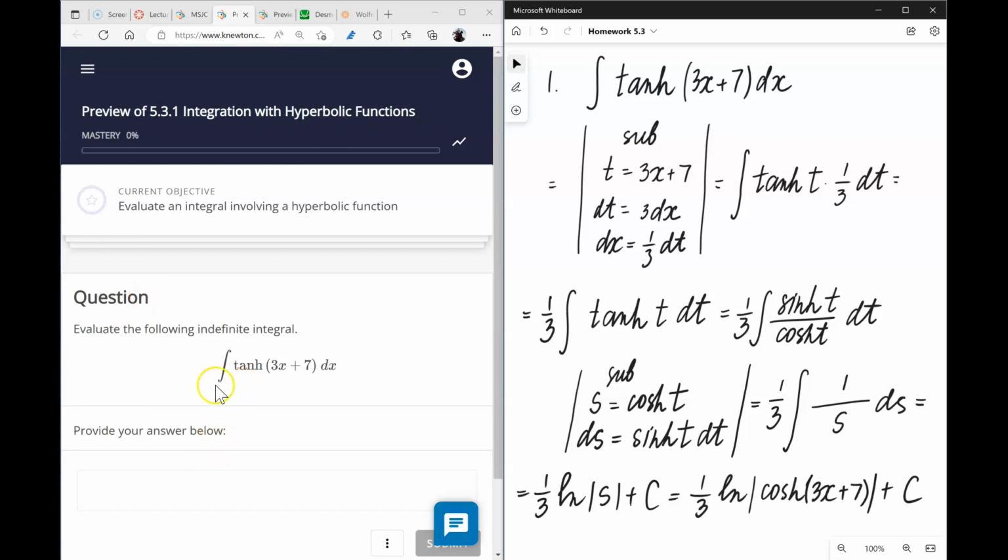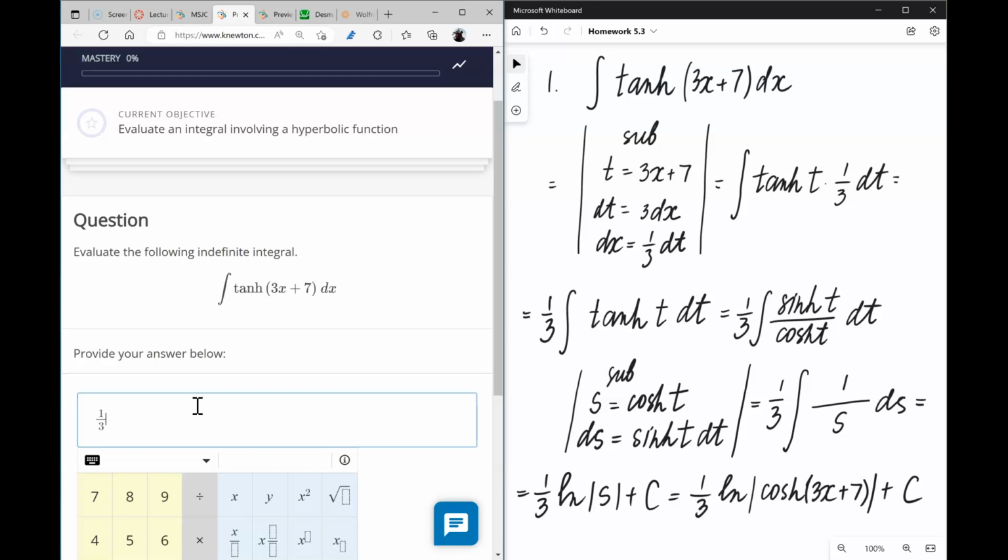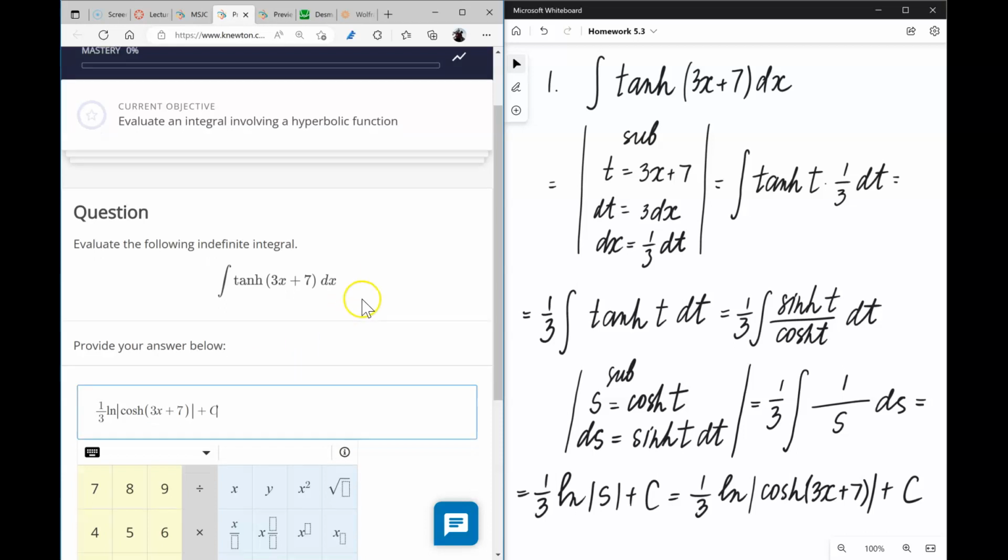So let's go ahead and type it up. So we have 1/3 ln of absolute value of hyperbolic cosine of 3x plus 7 plus c.